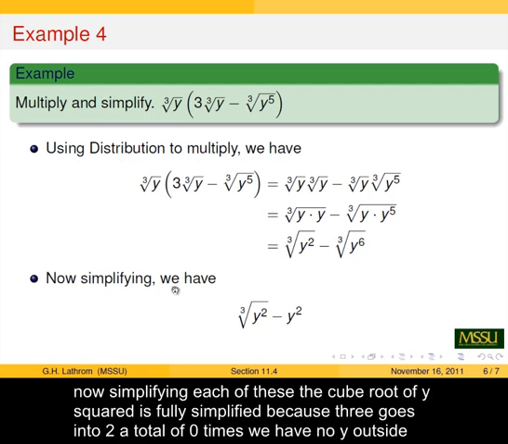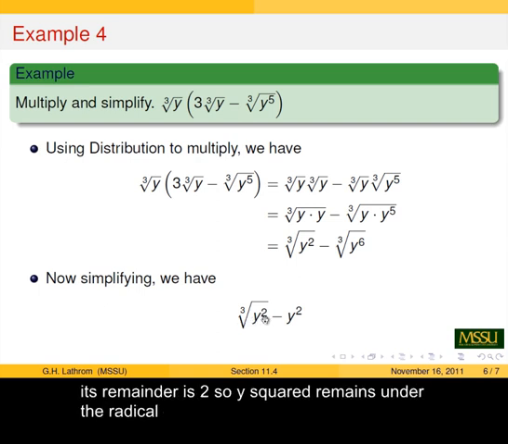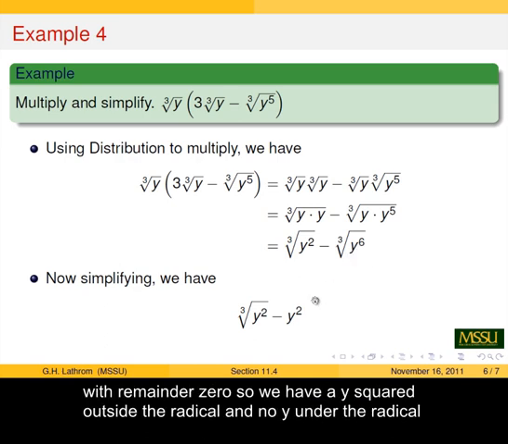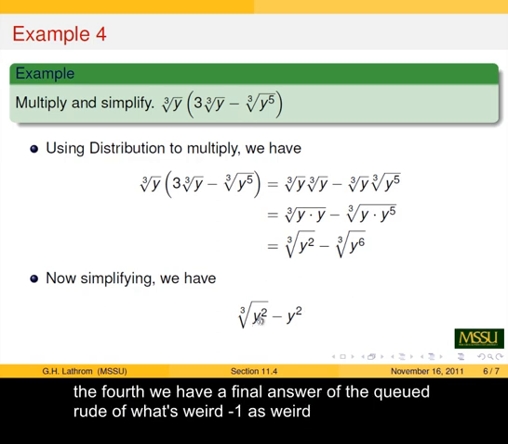Now simplifying each of these, the cube root of y squared is fully simplified because 3 goes into 2 0 times, so we have no y's on the outside, with remainder 2, so the y squared remains under the radical. For the cube root of y to the 6th, 3 goes into 6 2 times, with remainder 0, so we have a y squared outside the radical and no y's under the radical. Therefore, we have a final answer of the cube root of y squared minus y squared.